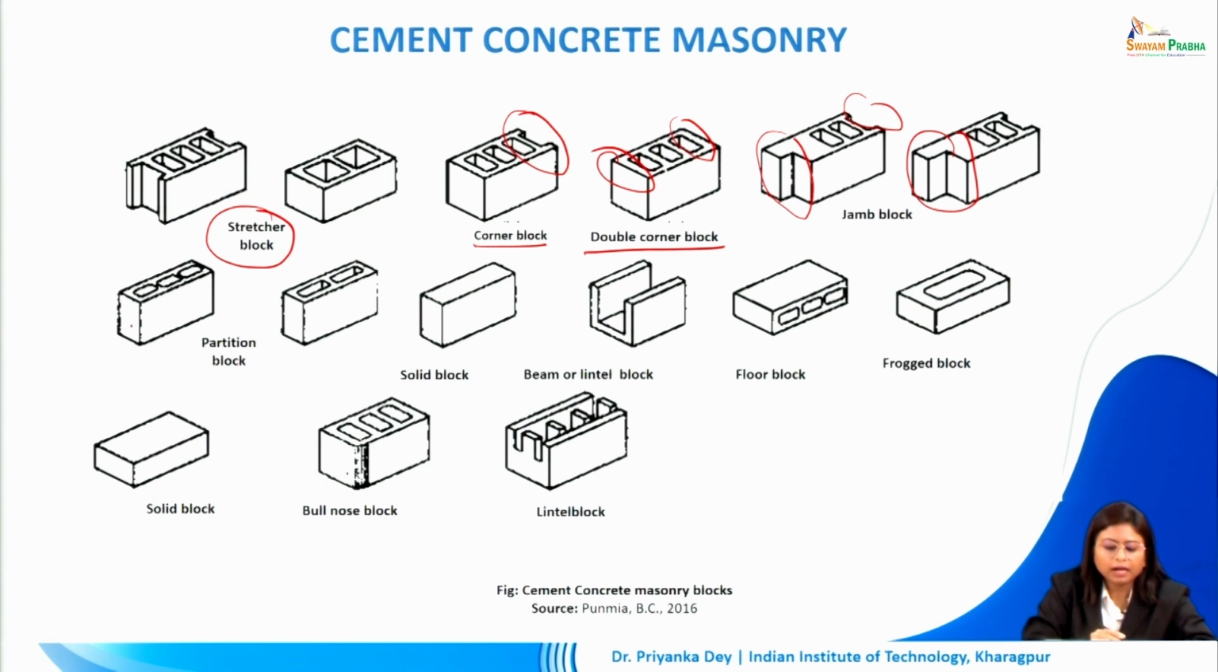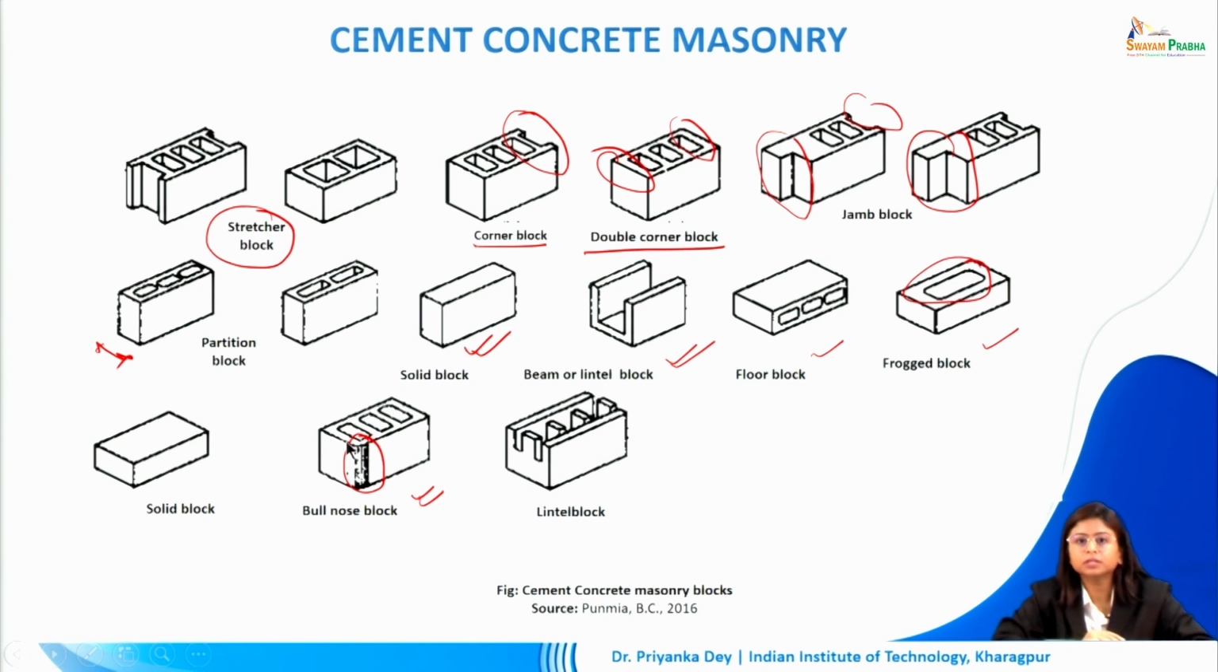Partition blocks are much lesser in thickness, as you can see, almost half the width. Solid blocks have their own applications. At the lintel or beam level, we have another look. These are floor blocks. A frog block is created such that it can create a key for mortar. This is a bullnose block, which has a bit of a curve, splayed edge or corner, and the lintel block.